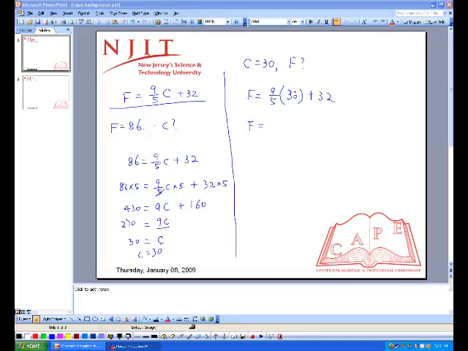9 over 5 times 30. Well, we know that 5 and 30 can be factored, and then it gives you a 6. So 9 times 6. What's 9 times 6? 54 plus 32. So this simply gives us 86, which is the same as that. Now, this shows that you can solve for either temperature knowing one of them.